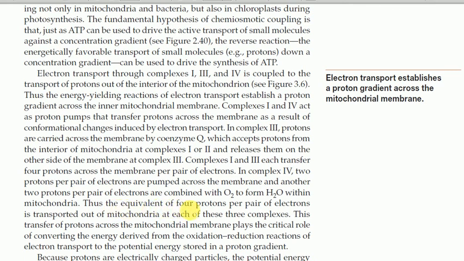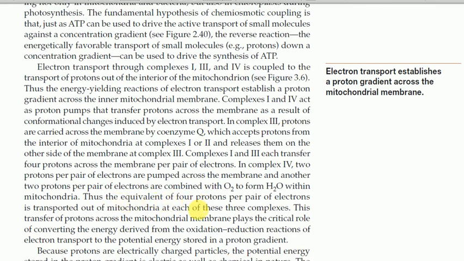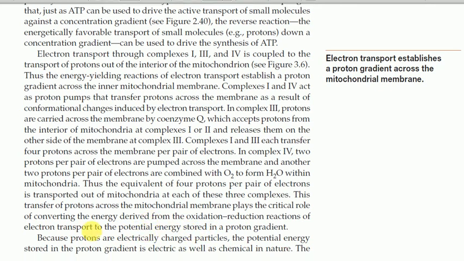Thus, the equivalent of 4 protons per pair of electrons is transported out of the mitochondria at each of these 3 complexes. This transfer of protons across the mitochondrial membrane plays the critical role of converting the energy derived from the oxidation-reduction reactions of electron transport to the potential energy stored in the proton gradient. Because protons are electrically charged particles, the potential energy stored in the proton gradient is electric as well as chemical in nature.